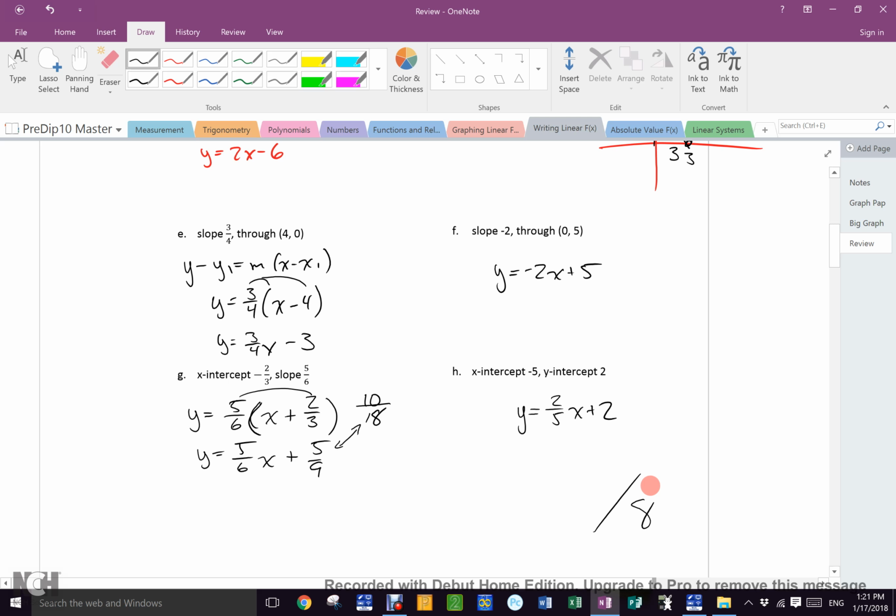The last one, negative 2. No, because again, Lynn, when you graph it, positive 2, negative 5, that's a positive slope. Okay. Yep.